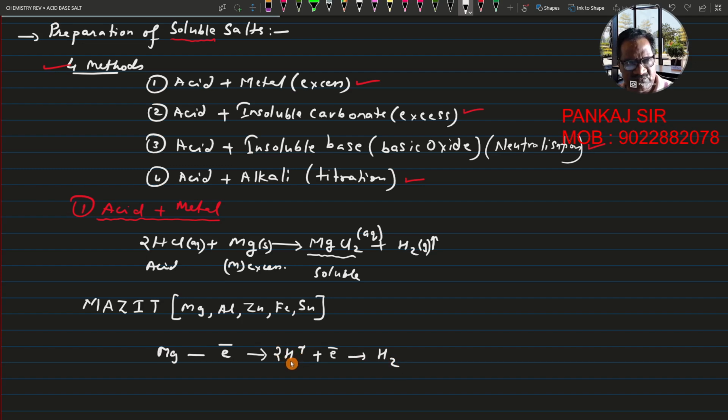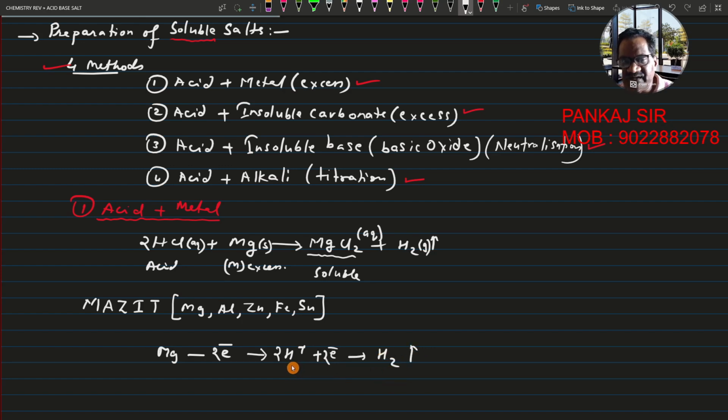So 2 ions of hydrogen will take 2 electrons. Magnesium will give you 2 electrons. I'm talking about one atom. One atom of magnesium will give you 2 electrons, and those 2 electrons will be taken by 2 hydrogen ions to get converted into hydrogen gas. This is how hydrogen gas is produced.